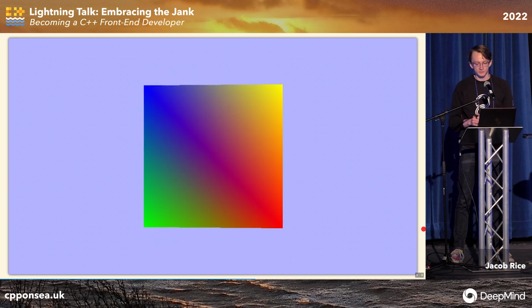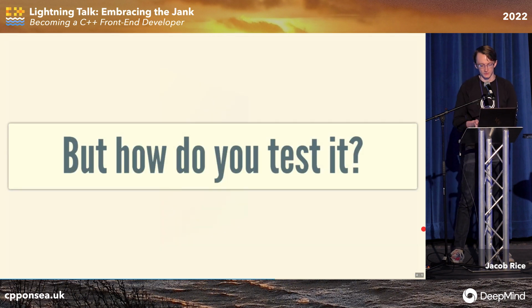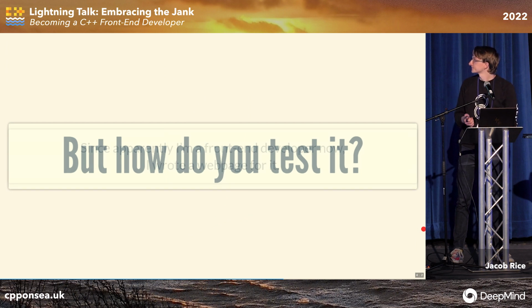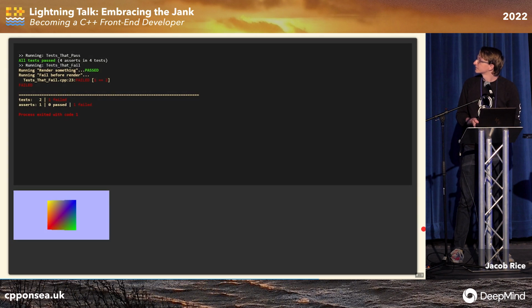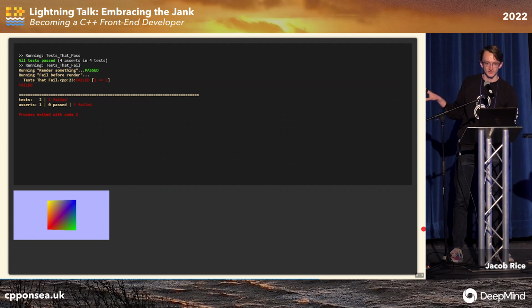The problem appears when you actually want to test this kind of mess of code, right? So what do you do? Since I'm apparently a front-end developer, I wrote a web page. So this is a web page that ran unit tests inside of my browser. And not only, well, not unit tests, end-to-end tests. And not only did it run them, but it also has a render canvas inside there and, you know, nice syntax highlighting. So I have some hacky JavaScript to intercept output streams and reinterpret all the colors.